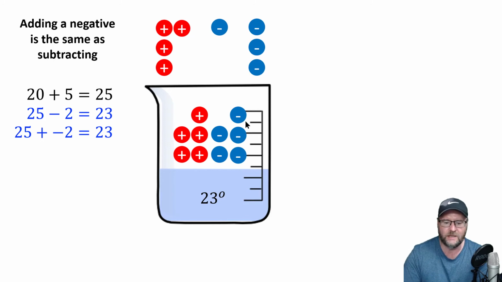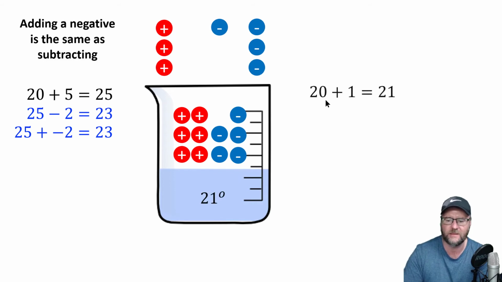Let's add some negatives back in. So now we've made our temperature balanced back out at 20 degrees Celsius. I'm going to add one more positive. So mathematically, we've got up to 21 degrees. Let's have a look at that mathematically. I had 20 degrees. I added 1, and I got to 21.